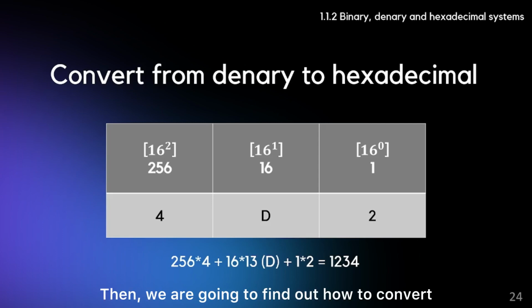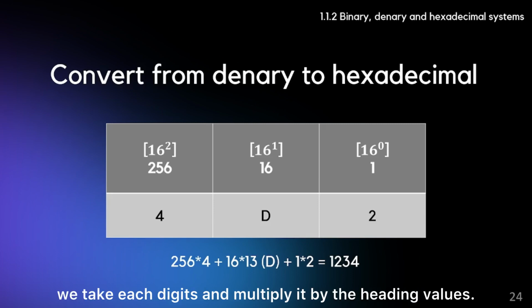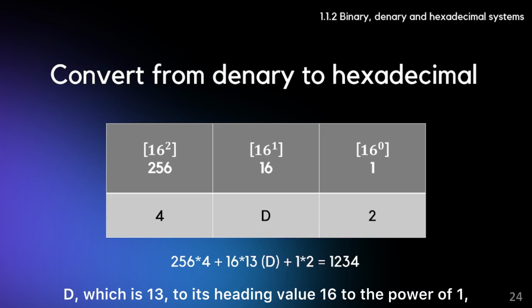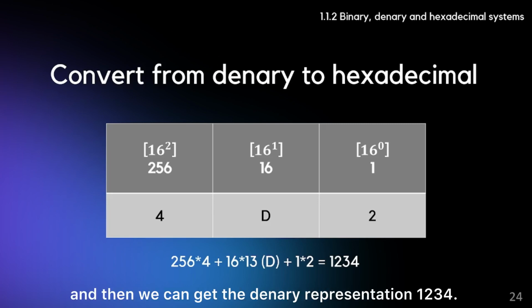Then we are going to find out how to convert between ternary and hexadecimal. The method is similar to the method we used to convert between ternary and binary. To convert from hexadecimal to ternary, we take each digit and multiply it by its heading value. For example, we multiply 4 by its heading value 16 to the power of 2, which is 256, D, which is 13, by its heading value 16 to the power of 1, and 2 by its heading value 16 to the power of 0, and add them together. And then we can get the ternary representation 1234.